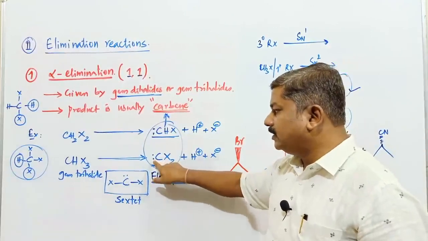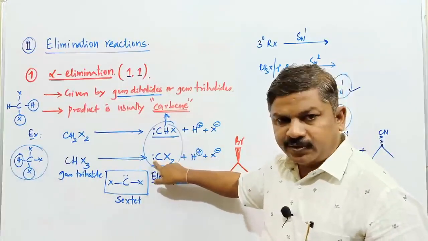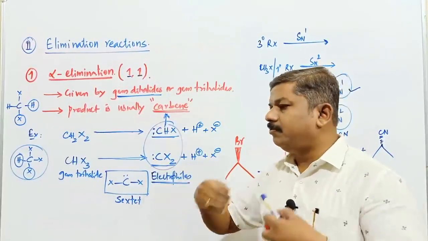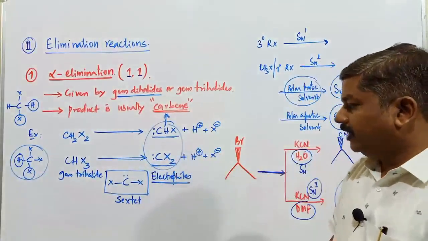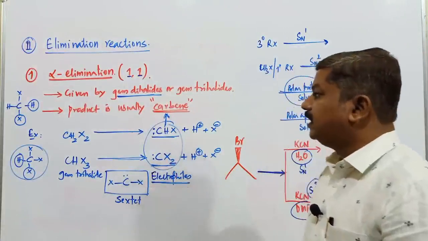Generally, by seeing this lone pair, students get confused. Wherever a lone pair of electrons is present, it is a nucleophile. But here it is not a nucleophile. It is an electrophilic species and it has a sextet configuration.